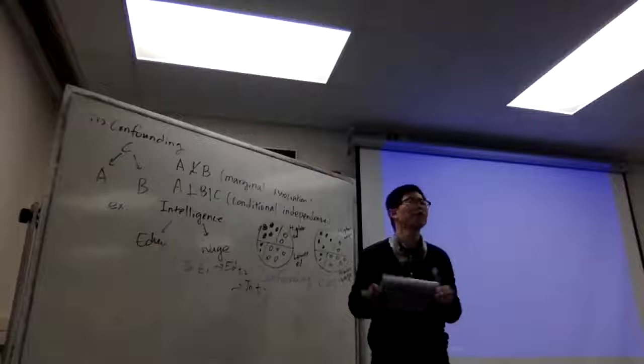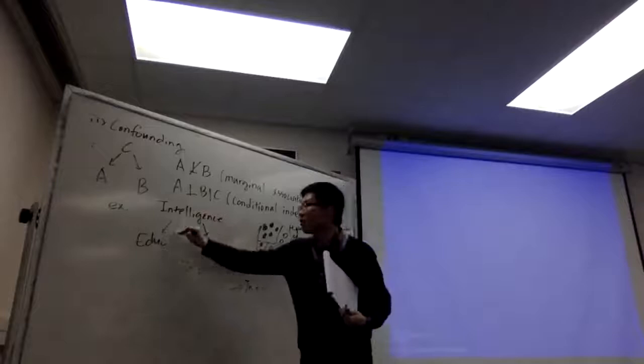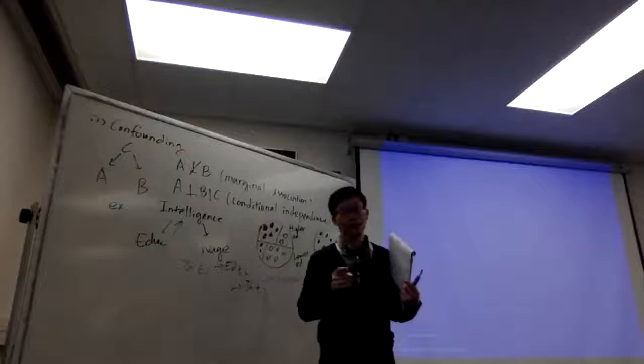DAGs are called directed acyclic graphs for a reason, because they do not allow this mutually reinforcing relationship without the introduction of a time dimension. Okay.